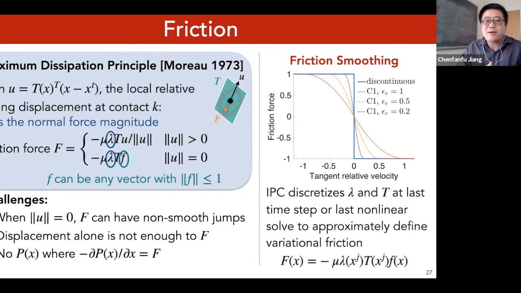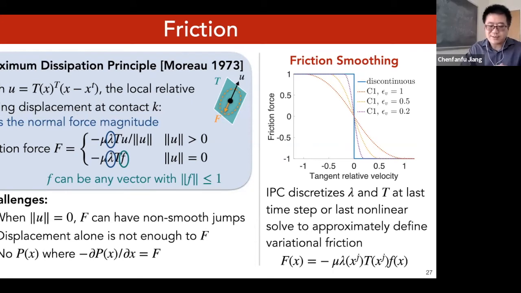Then, in order to apply friction as a potential energy for the optimization problem, we have to modify the force a little bit. Basically, you can do it sort of semi-implicit. You can discretize the sliding basis, the T operator, as well as the normal force, lambda. You lag them to the previous iteration, and by treating them as constants, the friction force becomes integrable. So you can integrate the friction force to find a smooth potential energy.